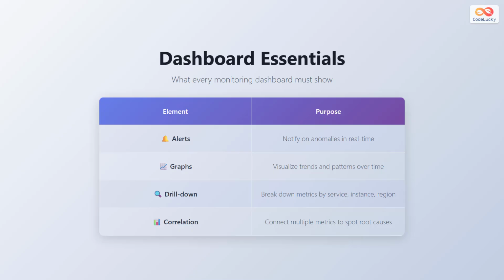Fourth is correlation, the ability to see multiple metrics together. This is crucial because problems are rarely caused by one thing. You need to see the relationships between different metrics to spot root causes.